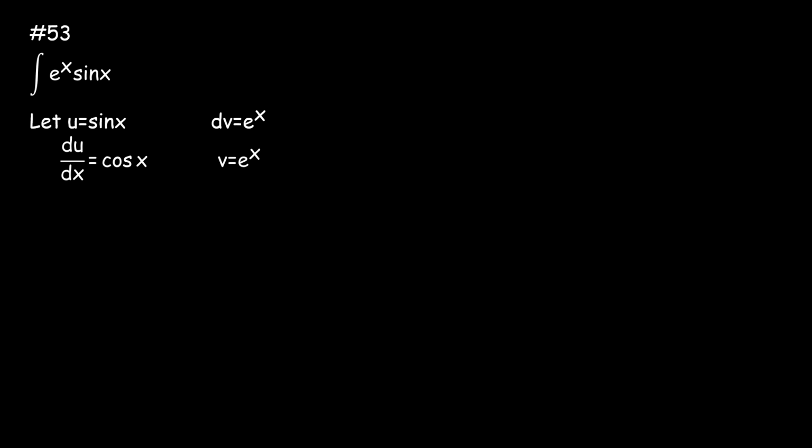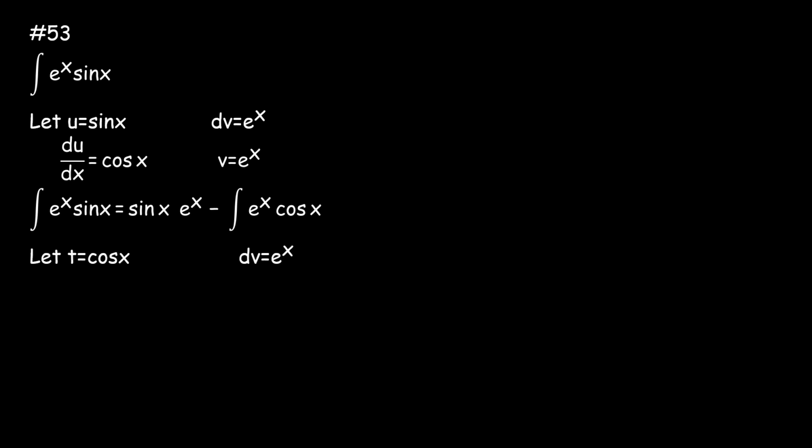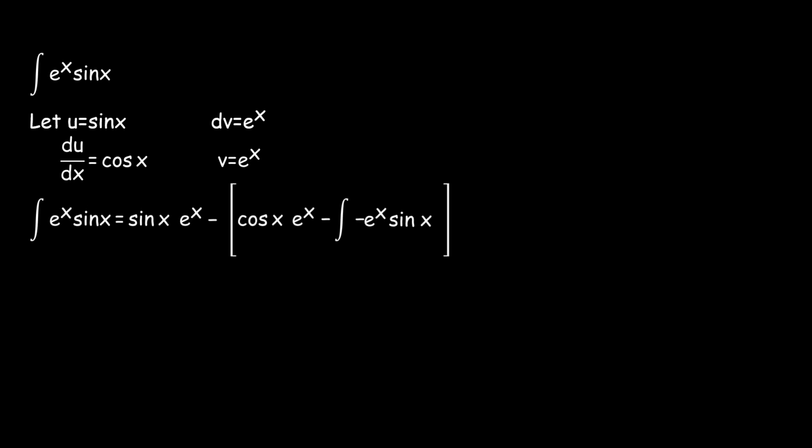Substituting this into the formula for integration by parts, we're going to have sine x e to the power x minus the integral of e to the power x cos x. And then we repeat the process again, but this time around with different variables, of course. So we're going to let u be equal to cos x and dv equal to e to the power x. Differentiating and integrating respectively, we're going to have du being negative sine x and v being e to the power x. Let's go ahead and substitute these right into the equation.